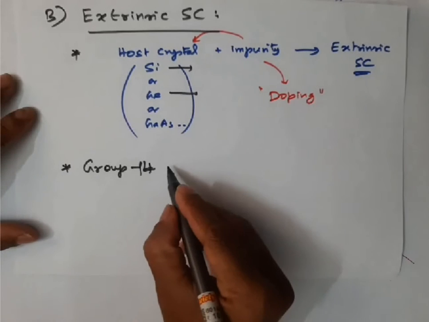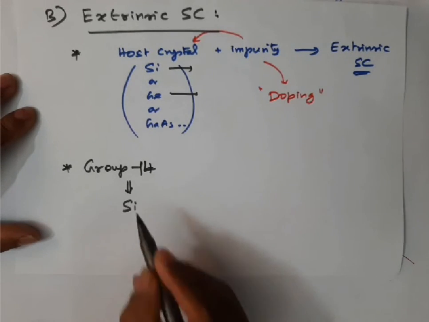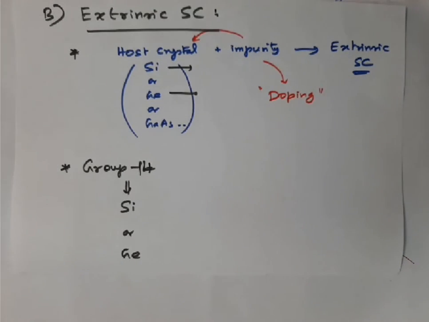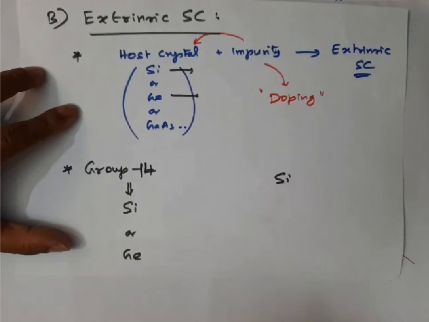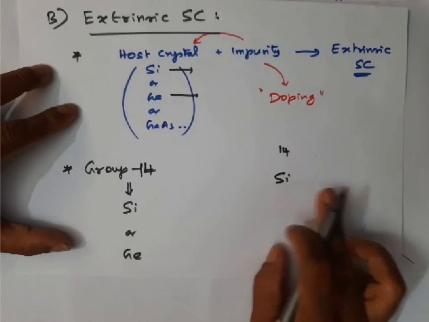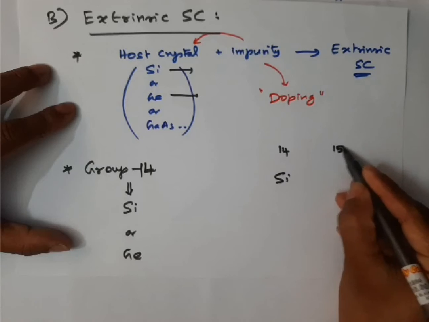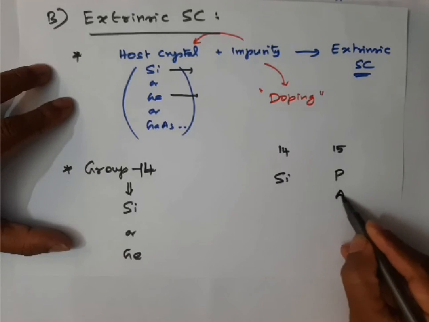Listen, the elements like silicon or germanium belong to group 14 in the periodic table. Now what I'm going to do, I'll take silicon, which belongs to group 14. To this, I'm going to add some impurity element from group 15. In group 15 we have plenty of elements. I'll take phosphorus or arsenic.